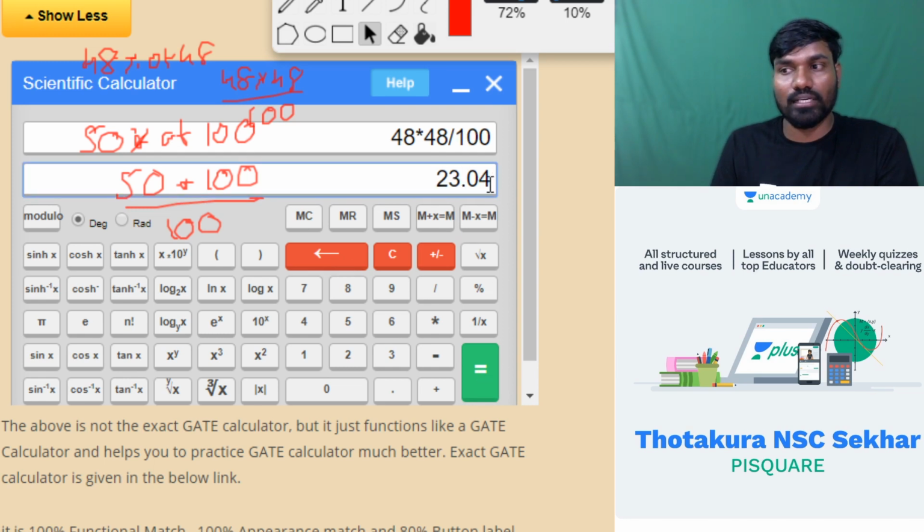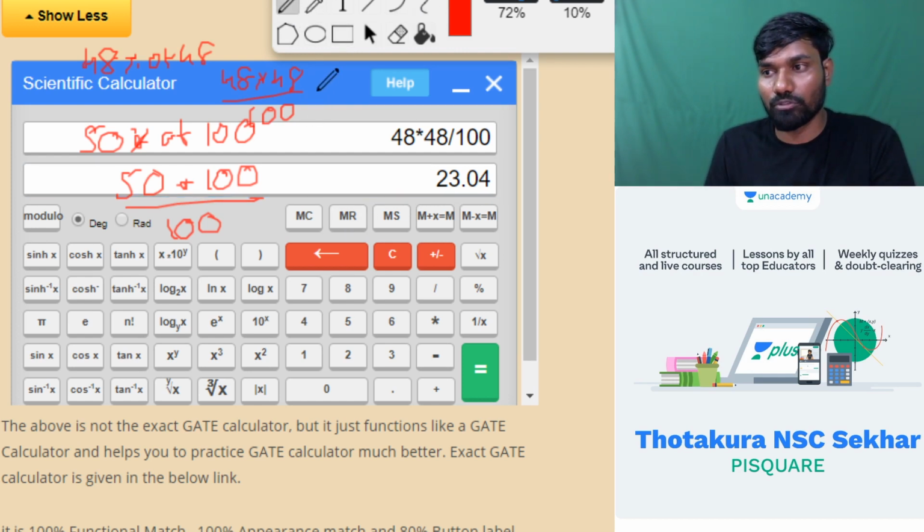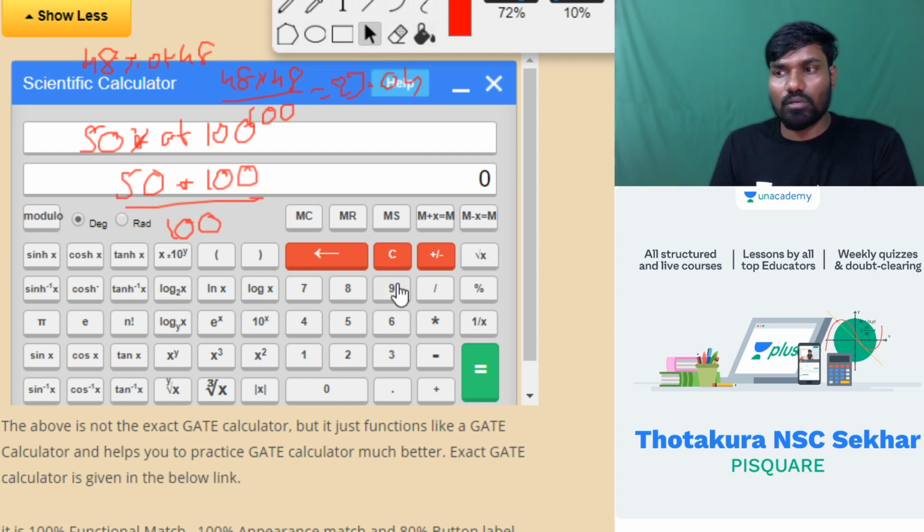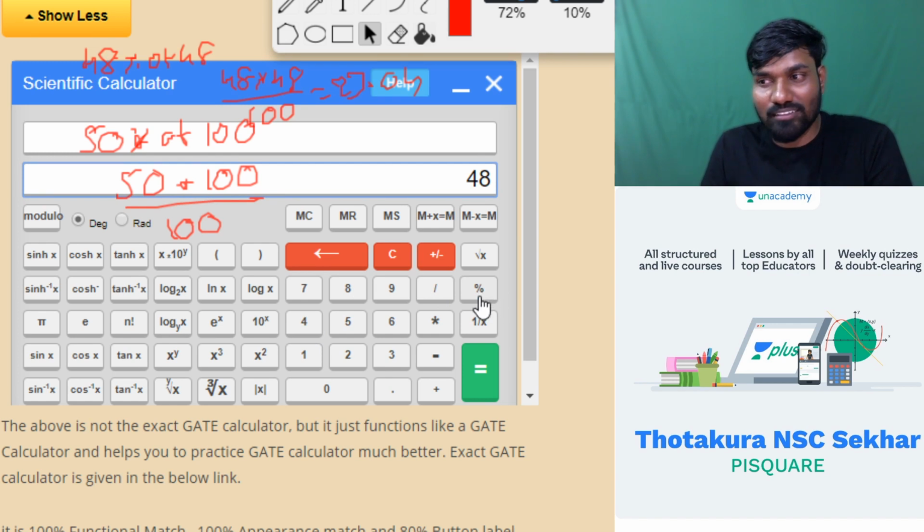This is the answer, 23.04. Now, is there any way I can directly get this value? 23.04 is the answer. What's the way to get it? What is the symbol? Percentage symbol. I can use it directly.